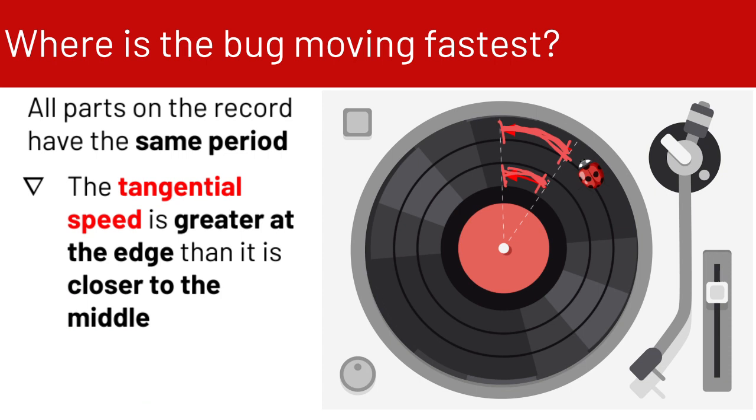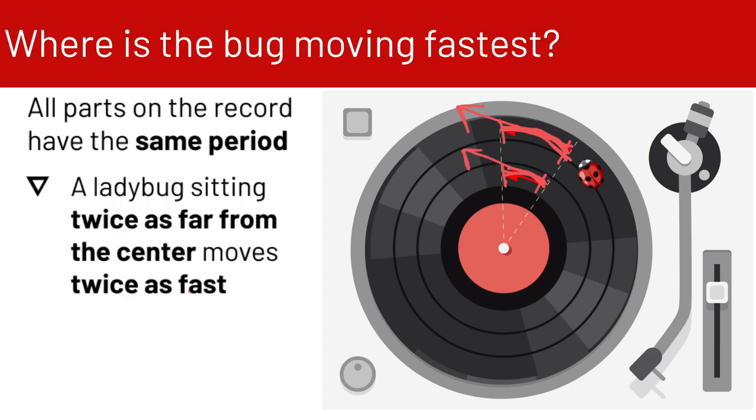What we call the tangential speed is greater at the edge than it is closer to the middle, because the tangential speed is tangent to the circle. So a ladybug sitting twice as far from the center moves twice as fast as if the bug was sitting in the middle.